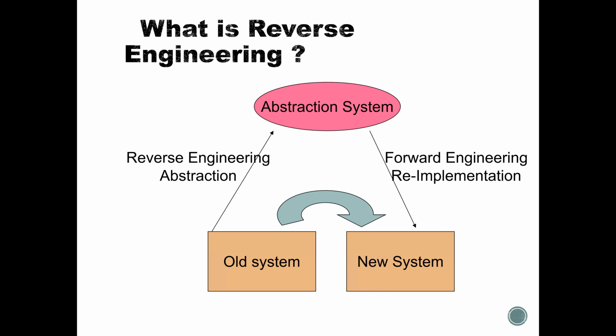So once you have the abstract system available from the old system, then you perform the same waterfall model, or any other software development lifecycle process you can follow. The basic idea is you are going to perform software forward engineering, re-implement, and build the new system.